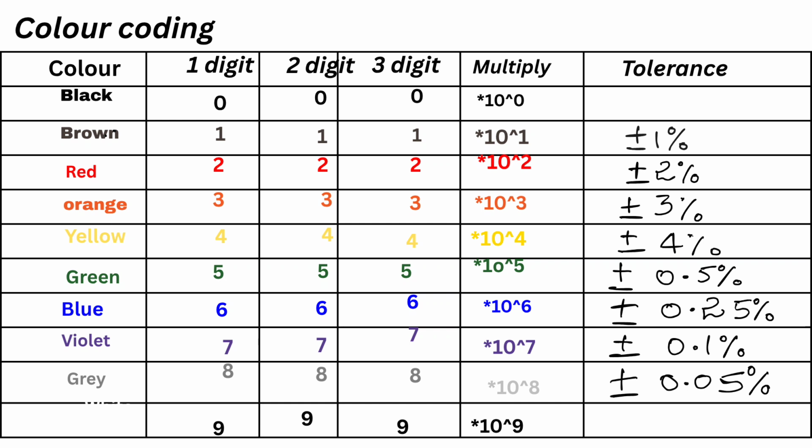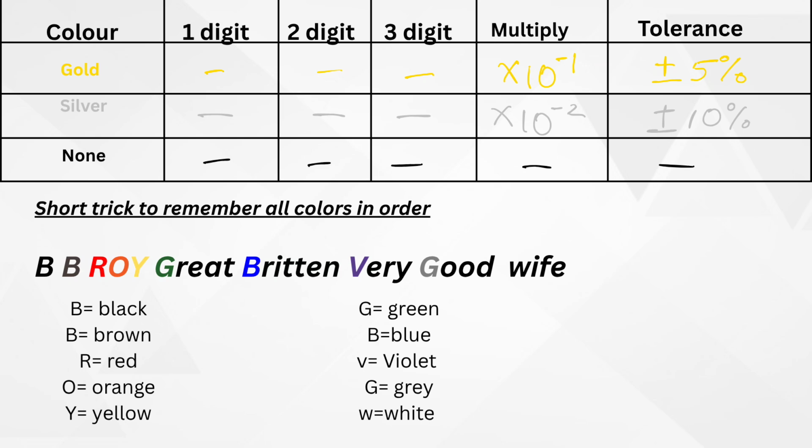For example, if a black color is printed on the resistor, the black color value is 0. If brown is there, the brown color value is 1. Like that, there are different types of colors and each color is assigned one particular value. Based upon these values only, we find the resistance. There is some difficulty to remember all these colors, right? So to remember all these colors in order, there is one short trick. The short trick is BB Roy, Great Britain, very good wife.